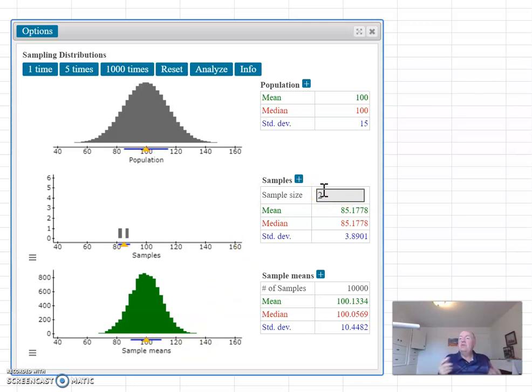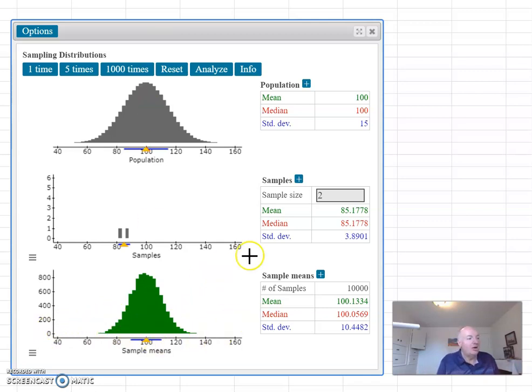Basically, that's saying if we take larger sample sizes, then we can expect the statistics we calculate from the mean to be more clustered around the mean of the population. Okay, we don't expect lots of means way out here on the edges.